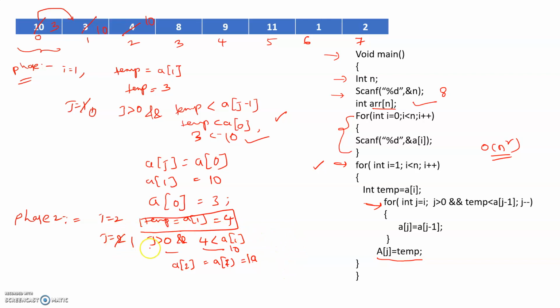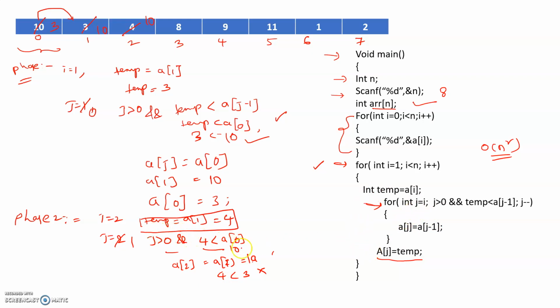So j value decremented by 1. Next, j greater than 0, condition true, and temporary value is 4. A of j minus 1. J value is what? 1. 1 minus 1, 0. So a of 0 is going to be the value of this 3. 4 less than 3, condition false. So automatically what will be happening? Condition is false. Automatically your loop will be terminated. So I am going to this.